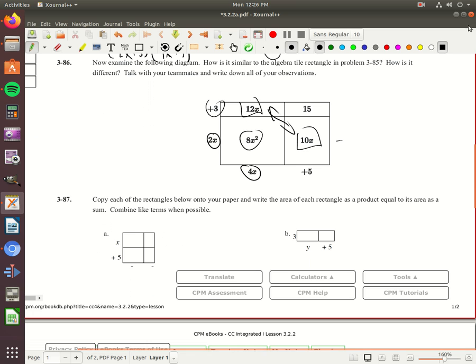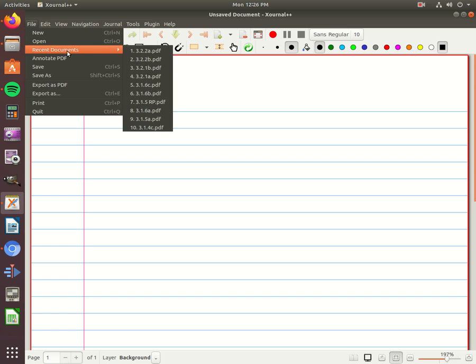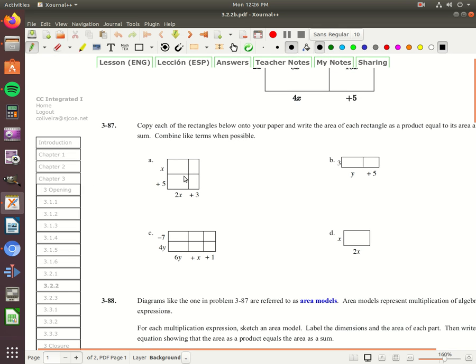So let's go ahead and close this and open up part B, and you can see how the shortcut is going to help us as we go through here. So if I look at this, I know that 2x times x is 2x squared, 2x times 5 is 10x, 3 times x is 3x, and 3 times 5 is 15. So what I could say is x plus 5 times 2x plus 3 is equal to 2x squared plus 13x plus 15. I'm just combining like terms there, right?